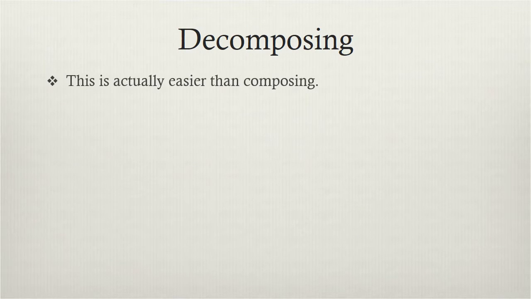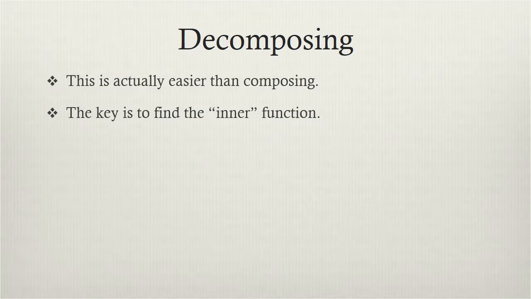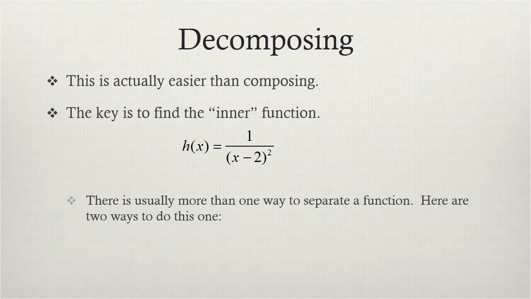Composing is actually, I think, a little bit easier. Probably part of the reason is that there's usually more than one right answer, and that helps. The key is to find the inner function. So let's say h of x is 1 over (x minus 2) squared. Well, there's a couple different ways we can do this. We can say that our inner function is x minus 2, and our outer function is 1 over x squared.